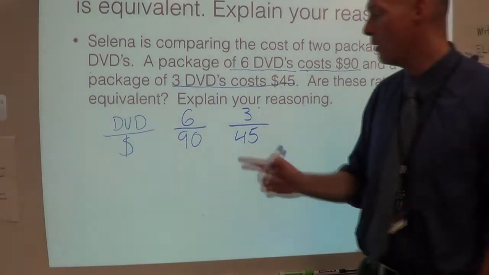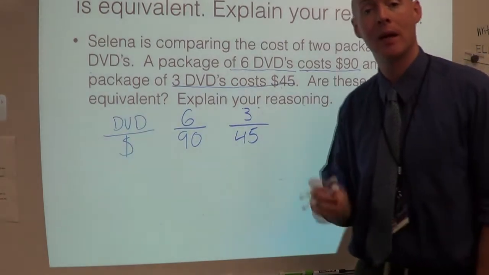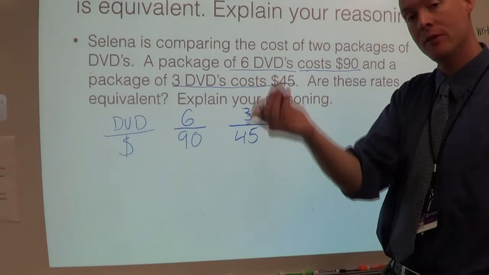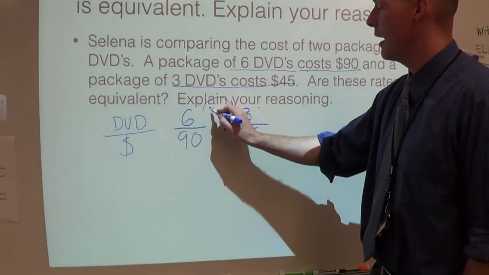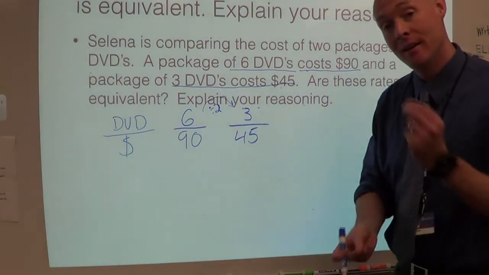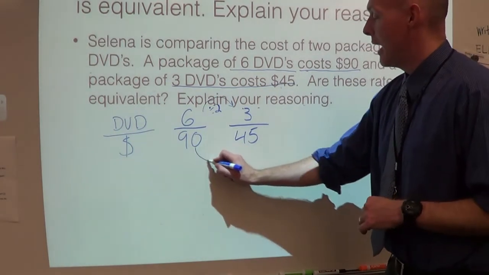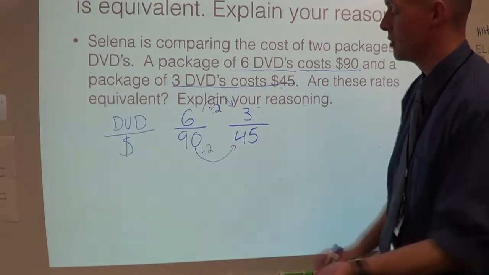So let's look. How do I get from 6 to 3? We're going down. Remember, we can only multiply or divide. So, since we're going down, we know we have to divide. And how do I get from 6 to 3? Divide by 2. Okay, that works for the top. If it works for the bottom, we're golden. Let's see. 90 to 45, we know we have to divide by 2. So let's see if that works.